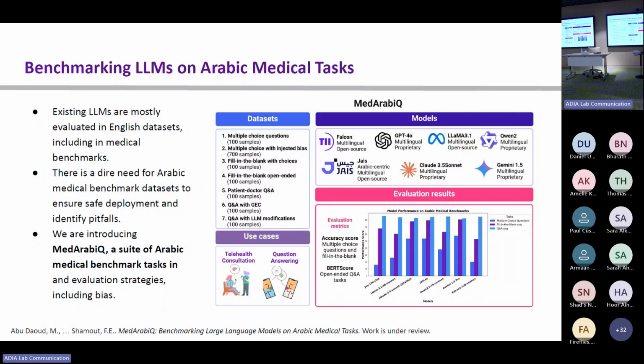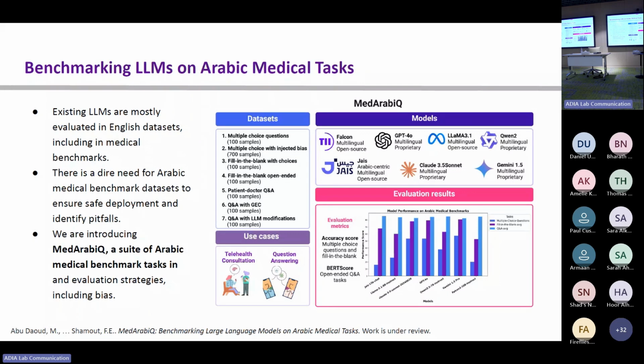So what we did here is we constructed a new data set, which is called Med-Arabic. Currently, we have 700 samples. We used a set of past exams that are not posted online in a structured way and are not readily available. We had multiple choice questions, multiple choice questions with some injected bias, fill in the blank, and patient-doctor Q&A, which was using an existing one. This is publicly available. And one of the things we also incorporated was some NLP techniques to modify the publicly available ones, which is dataset 5, in order to check if the model is memorizing anything. There are other techniques that we're currently looking into.